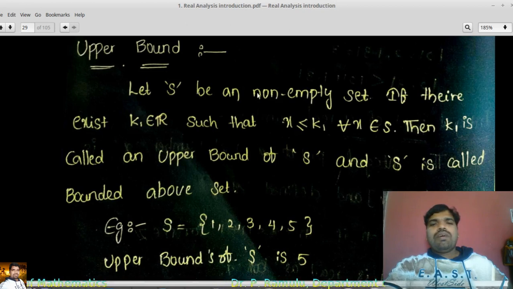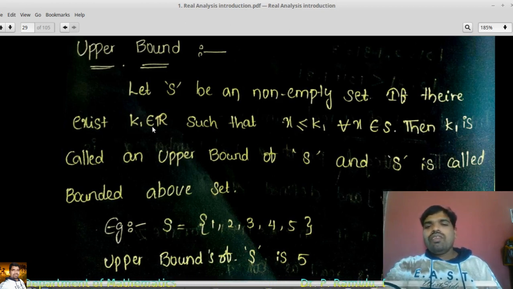So, repeating again, let S be a non-empty set. If there exists k1 belongs to R such that x is less than or equal to k1 for all x belongs to S, then k1 is called an upper bound of S. That means this k1 is greater than or equal to all elements of S. So k1 is any real number. Then k1 is called an upper bound and the set S is called a bounded above set.